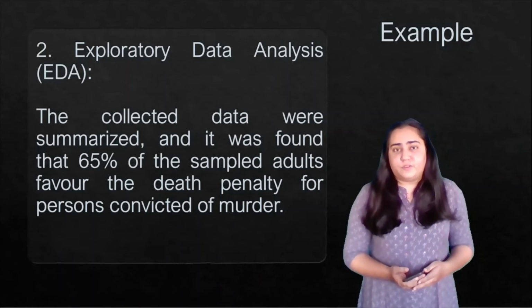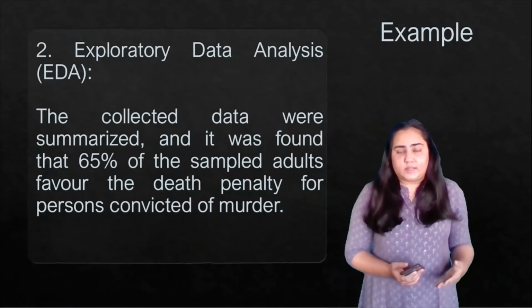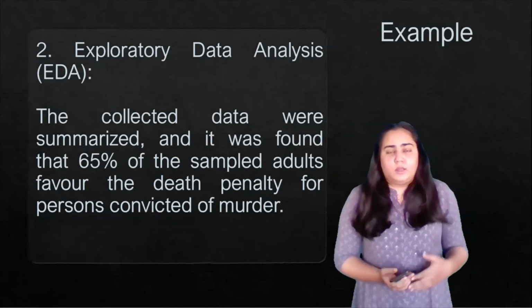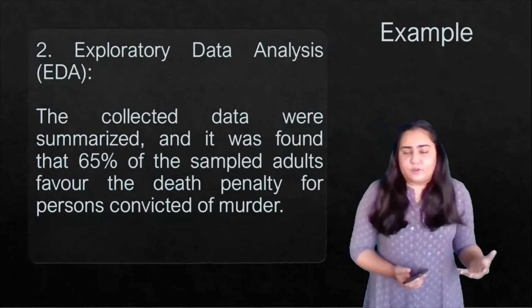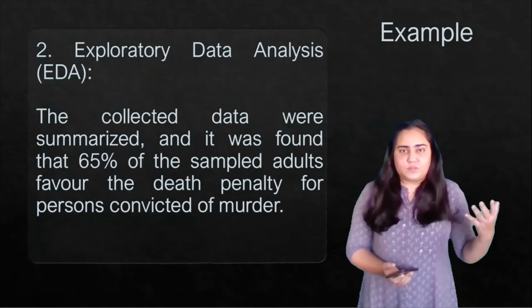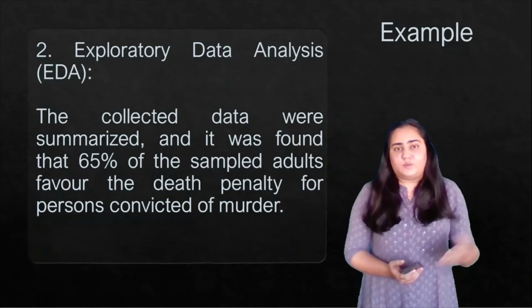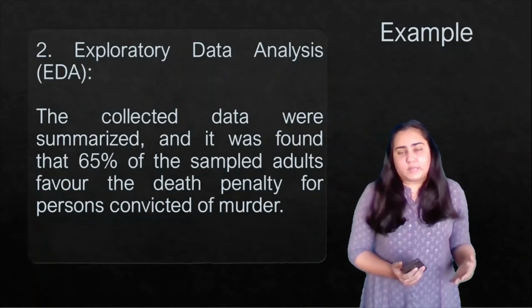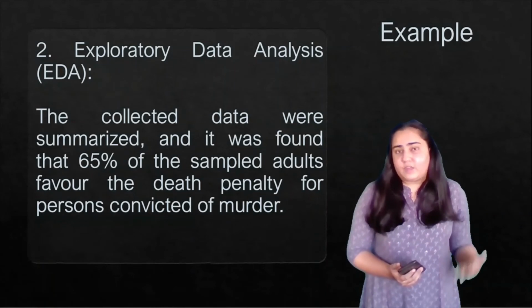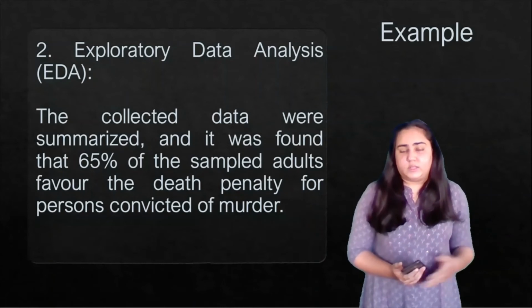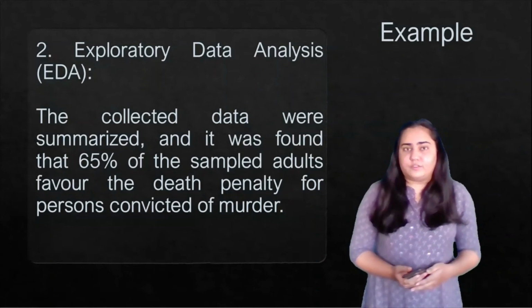The next step is to perform exploratory data analysis. In this, the collected data was summarized. By summarization, I mean either calculating the average or finding out how many people favor and how many people do not favor. So some sort of accounting is done. And it was found that out of 1,082, 65% of adults favored the death penalty for persons convicted of murder. So that is the result of the analysis.